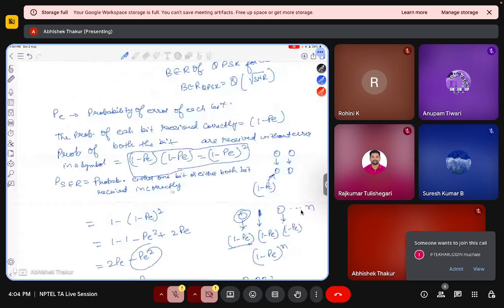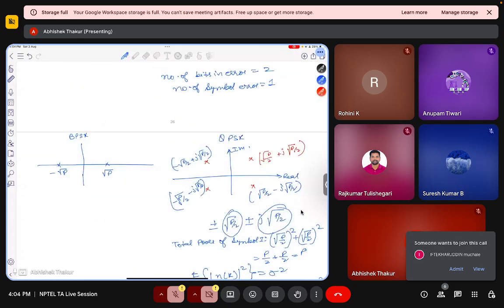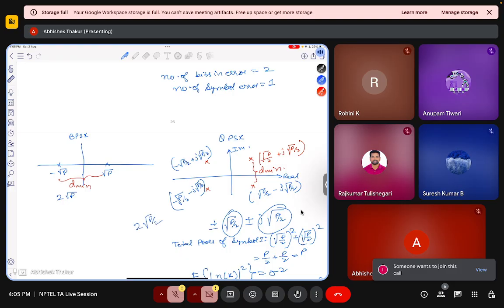Now, this was the one equation for finding the bit error rate. The second is based on the distance. So for any constellation diagram, we will find the d min. Like here the d min is this. For BPSK, d min is how much? 2 into root P. For this, how much? It will be 2 into root P by 2.